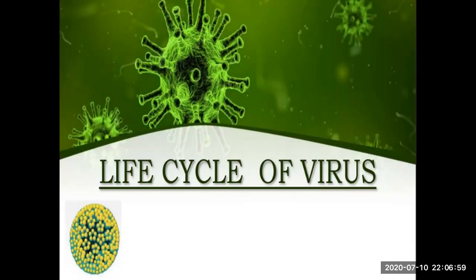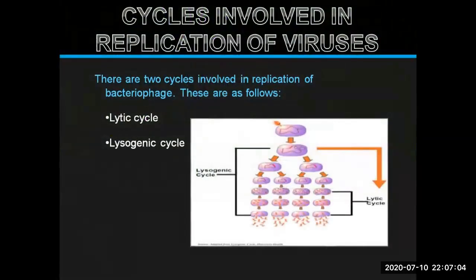Life cycle of virus. Cycles involved in replication of viruses. There are two cycles in replication of bacteriophage. These are as follows: lytic cycle and lysogenic cycle. On the right side you can see the lytic cycle and on the left side you can see the lysogenic cycle.